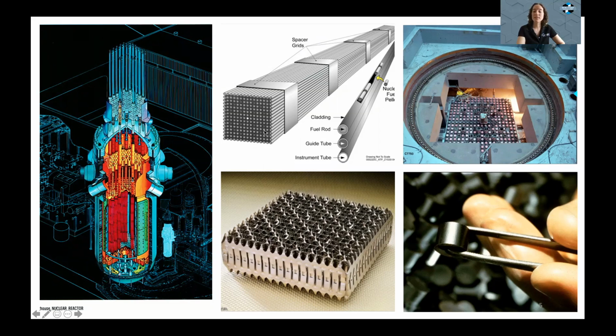Then the assemblies themselves are loaded into a huge pattern that forms the reactor core. Once it's all together, this is what the reactor core looks like, with the fuel down here, and up here are control rods. The control rods are filled with neutron absorbing materials. So when they're inserted in the reactor, they absorb neutrons and stop the reactions.